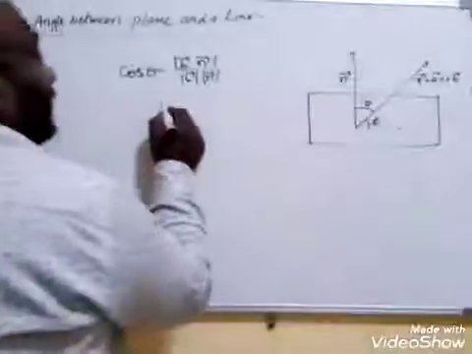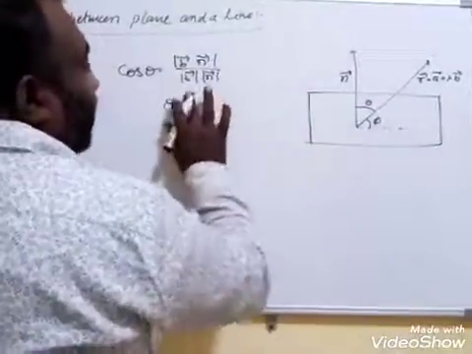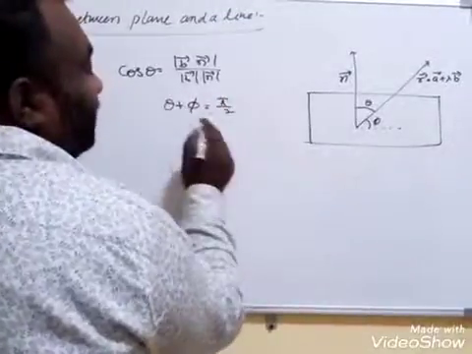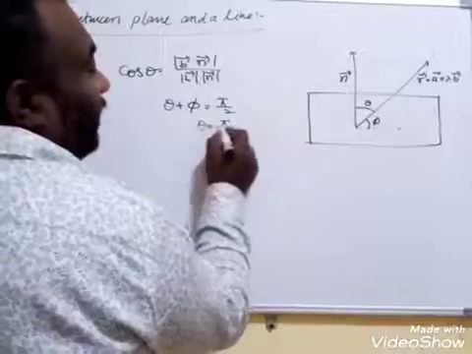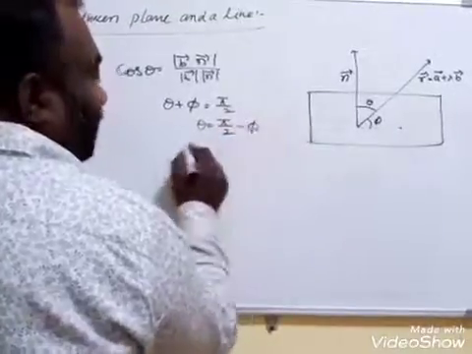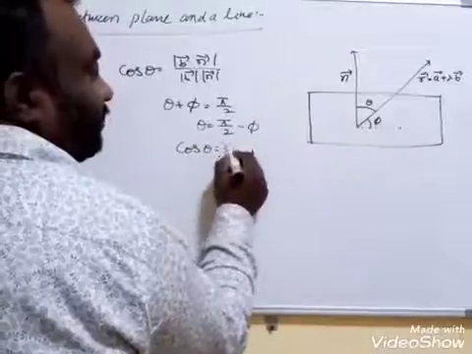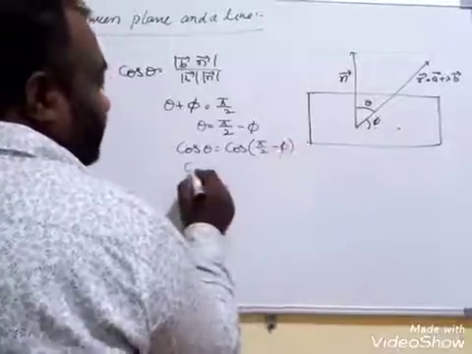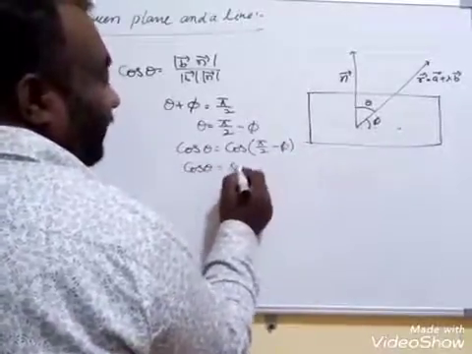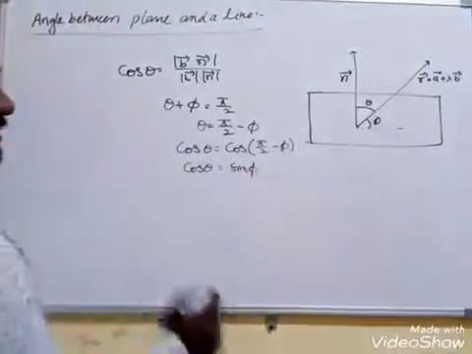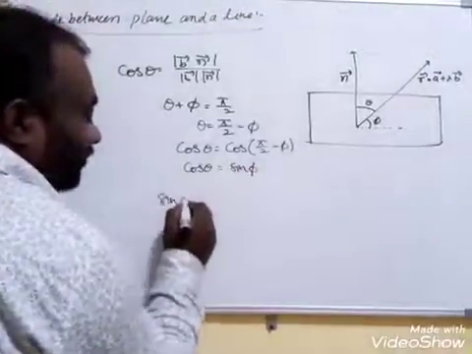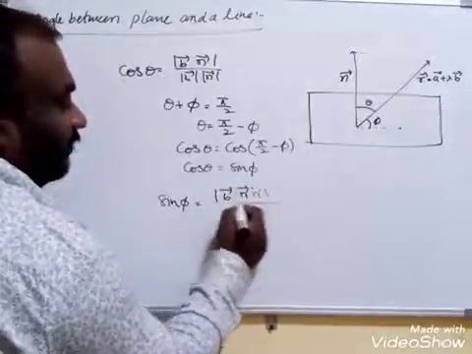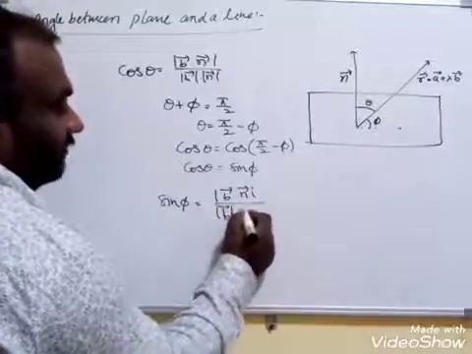Therefore, theta plus phi is equal to 90 degrees, that is pi by 2. Therefore, theta is equal to pi by 2 minus phi. Therefore, cos theta is equal to cos of pi by 2 minus phi. Finally, cos theta is equal to sin phi. Therefore, what you are going to get? Sin phi is equal to b bar dot n bar by modulus of b bar into modulus of n bar.